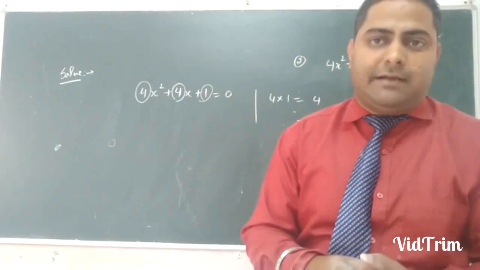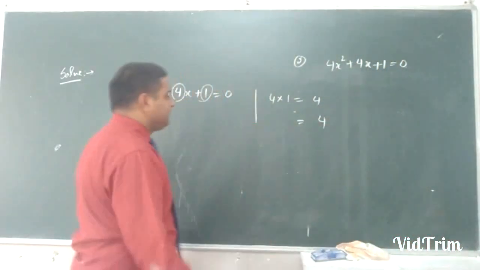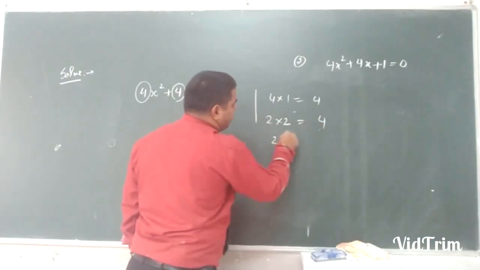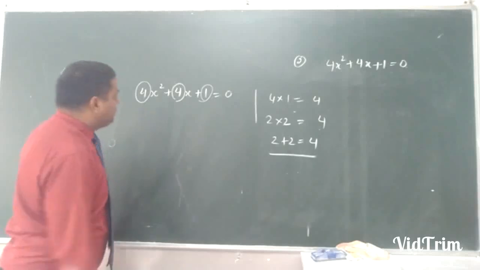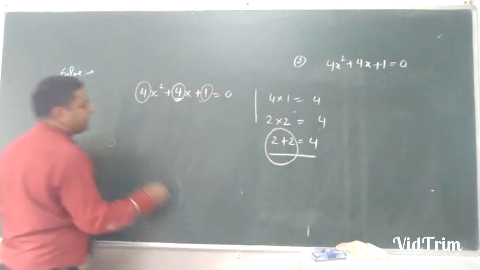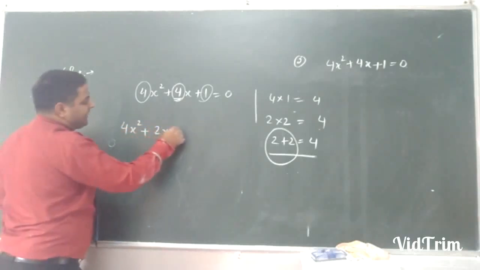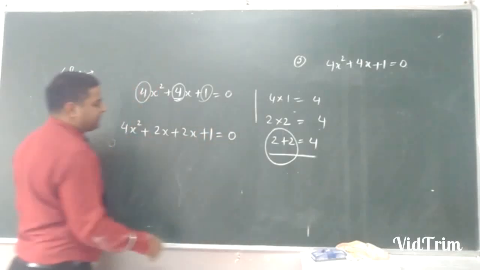And when we add them, then again we get 4. What are those two numbers? Can you identify? 2 into 2 gives us 4 and 2 plus 2 also gives us 4. So this 4 now should be replaced with 2 plus 2. So we get 4x square plus 2x plus 2x plus 1 equals to 0.